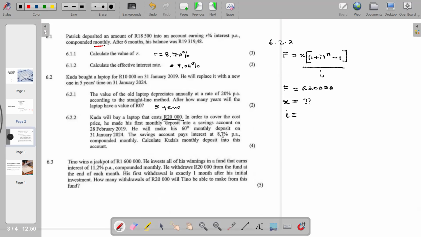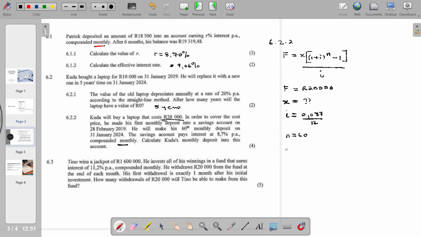So it means it's 8.7 divided by 100. That rate, if you convert it to a decimal, is going to be 0.087. Then divide that by 12 because you are told that it's being compounded monthly. Then you also have to take note that our n is equal to 60 because we are told that there are 60 monthly deposits. So using that, we can now substitute these variables.